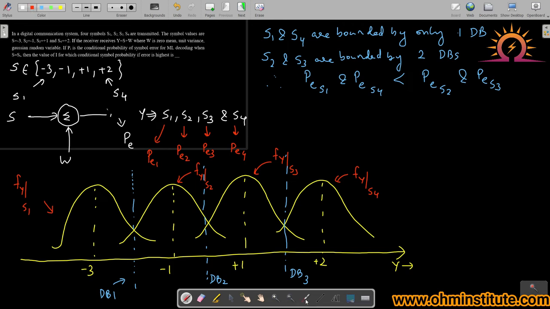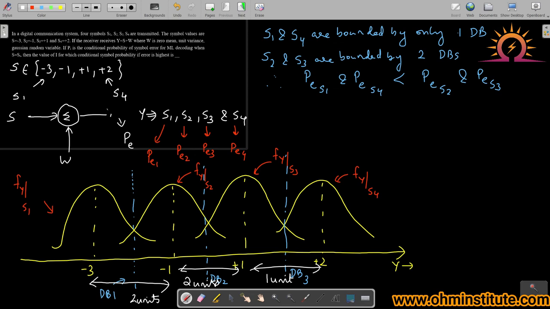there is also another good concept in probability of error. Let's find out the distance between adjacent symbols in this particular problem. Here, in this particular case, the distance is how many? This is -3 to -1, which means 2 units is the distance here. Even here, you have 2 units distance. Even here, what you have is 1 unit distance.